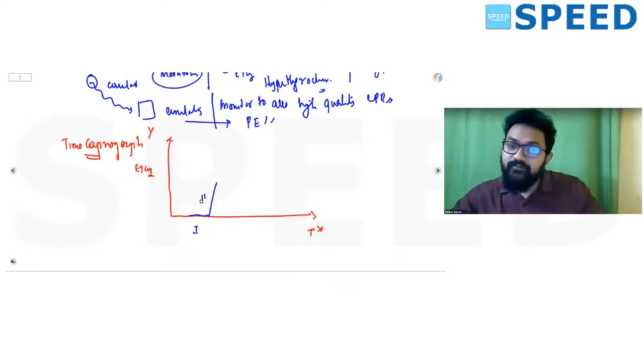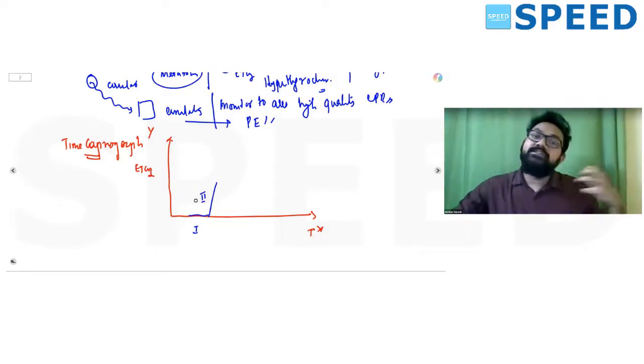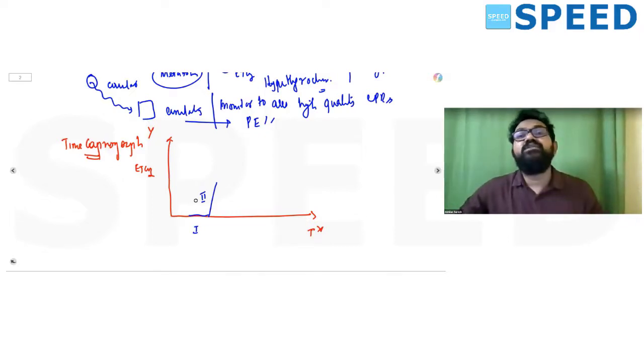So this is the phase 2 of your capnography. After this particular phase, what is going to happen? Obviously, all the anatomical dead space gas would have got exhausted. The only thing that is going to be remaining inside the patient is the alveolar air.